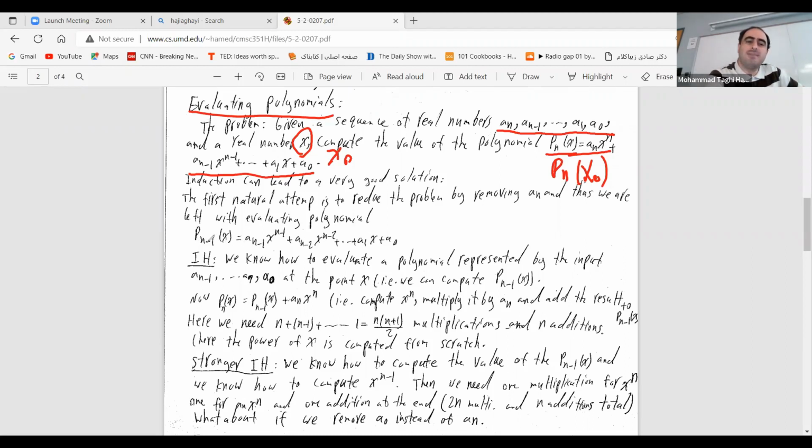We define Pn minus 1 of x, which is the sum of these terms. Say that we have essentially computed this polynomial of degree n minus 1, and then we want to compute it for degree n. Good. Now, one way to do that, and we want to see how many multiplications and how many additions we need. So if we have Pn minus 1 of x, how many more additions and multiplications do we need?